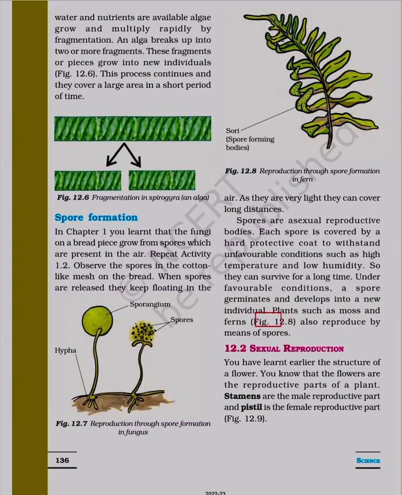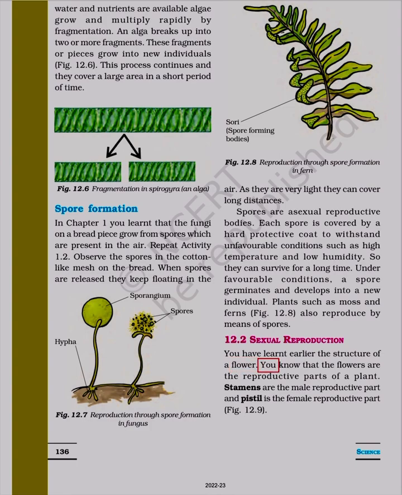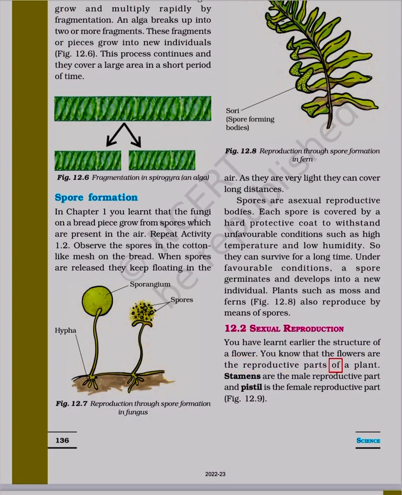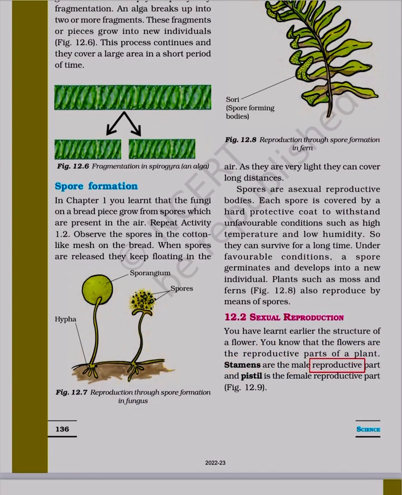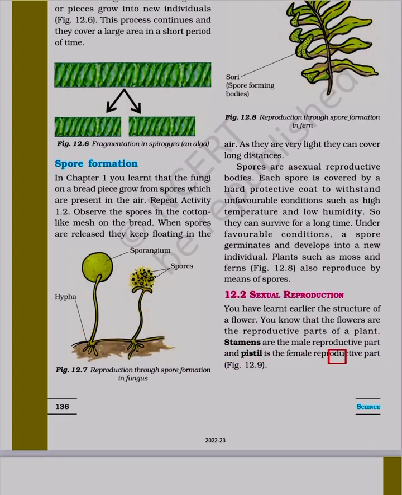Plants such as moss and ferns also reproduce by means of spores. Figure 12.8. 12.2 Sexual reproduction. You have learnt earlier the structure of a flower. You know that the flowers are the reproductive parts of a plant. Stamens are the male reproductive part and pistil is the female reproductive part. Figure 12.9.